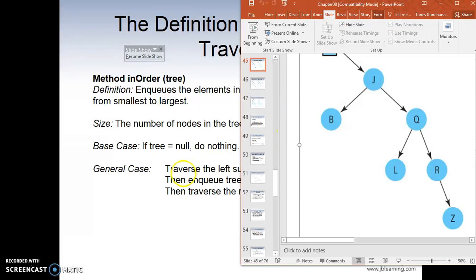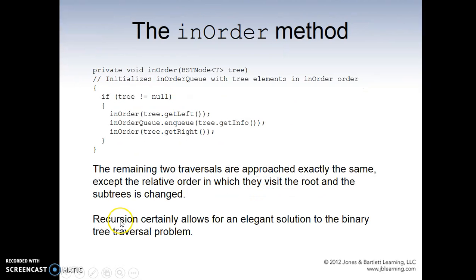So we're going to traverse to the left, and then enqueue itself. Since we try to traverse to the left of B, it is null, then we reach the base case, which is null. It's not going to do anything, then it just goes back to enqueue B, right, and then traverse again to the right of Q. But it has to enqueue J first, and so on. So let's look at the code here.